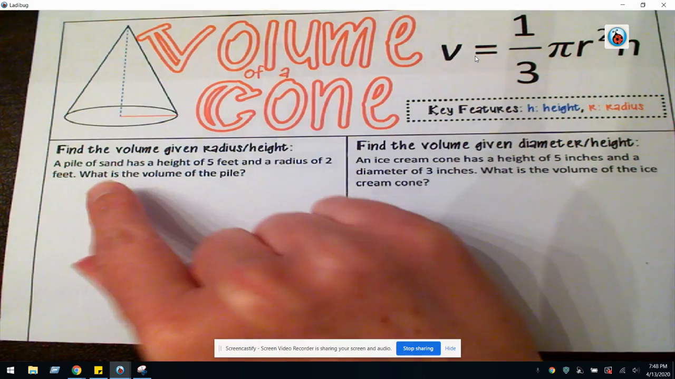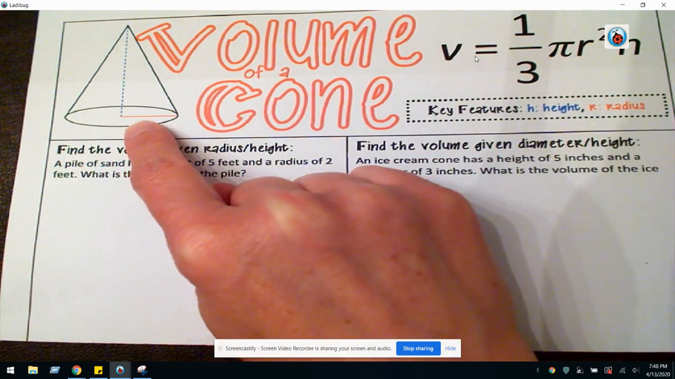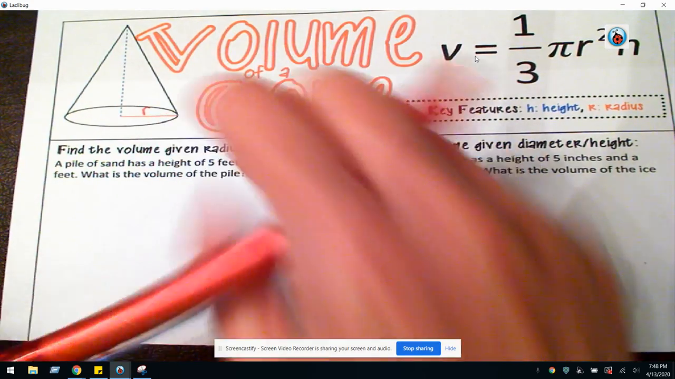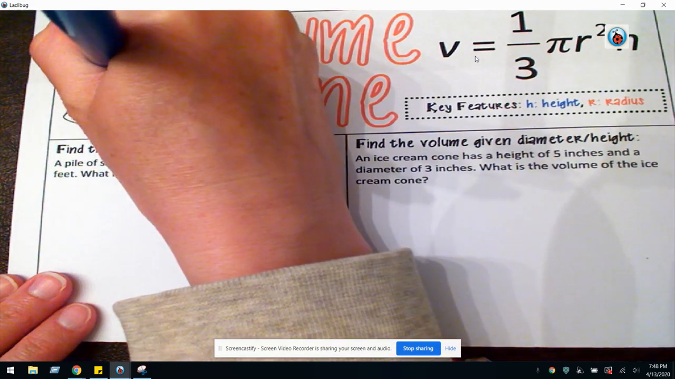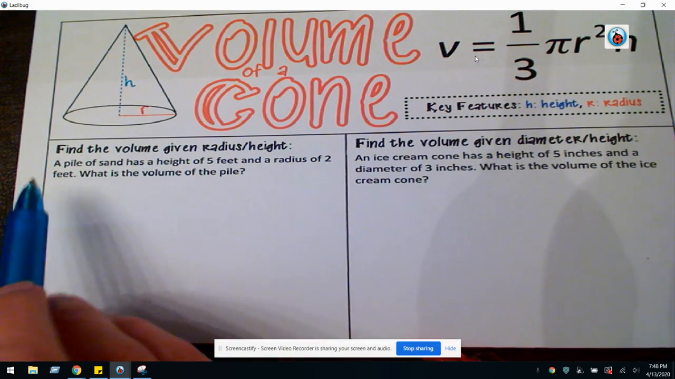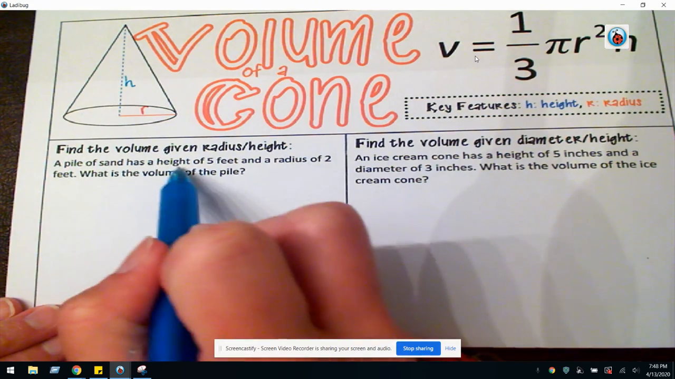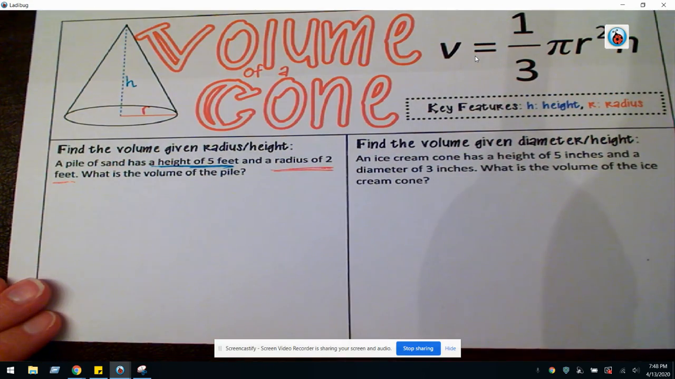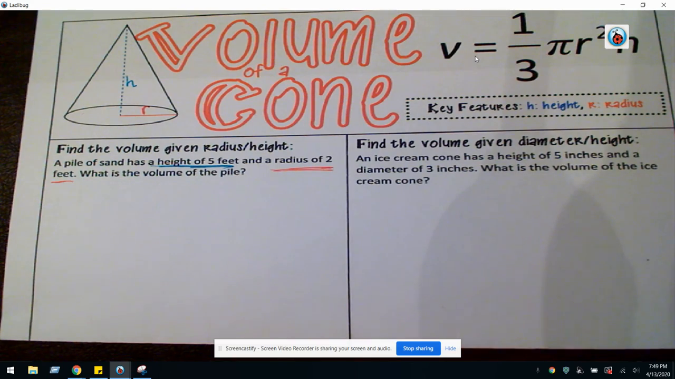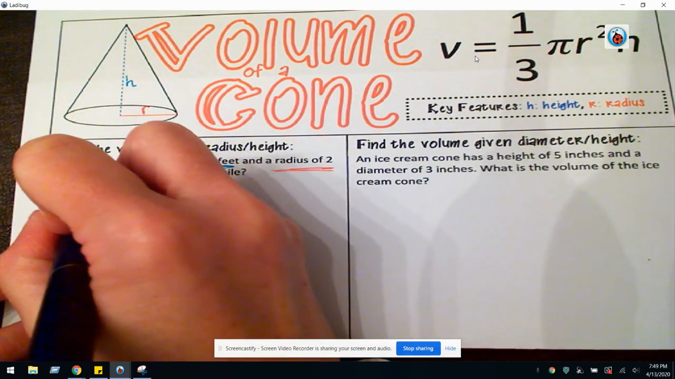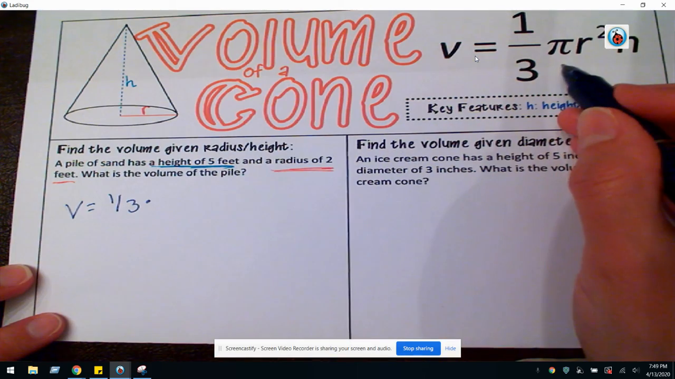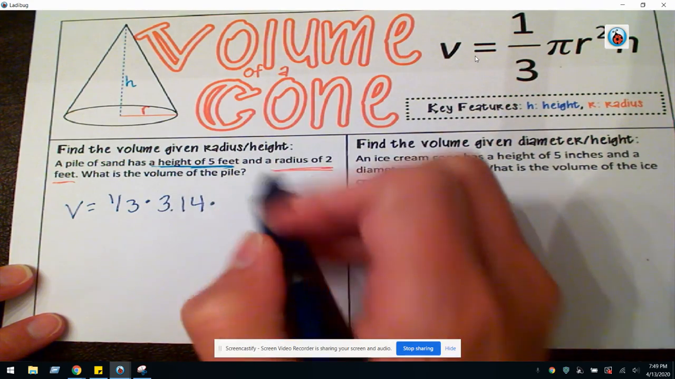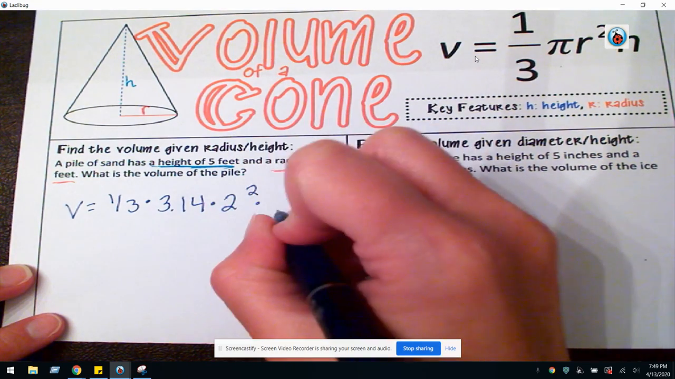We're talking about volume of a cone. Here's a cone, right? Radius, remember, is halfway across, so there's r. And height is our distance up. They're telling us a pile of sand has a height of 5 feet and a radius of 2 feet. What is the volume? Let's do the math here. 1/3 times, for pi we use 3.14, times the radius, 2, squared, times the height, which is 5.